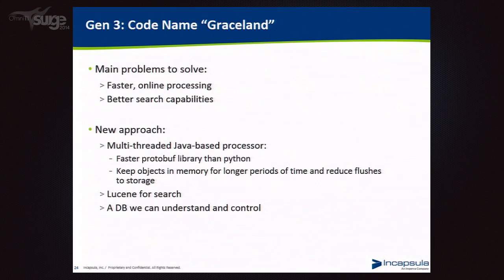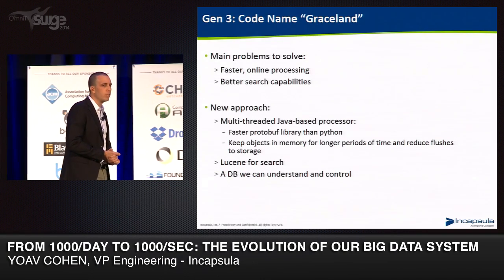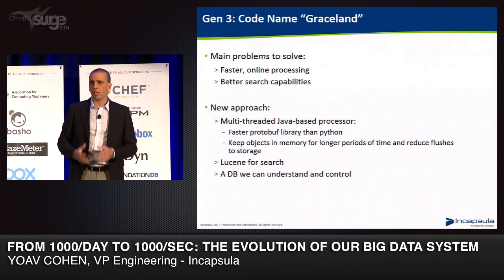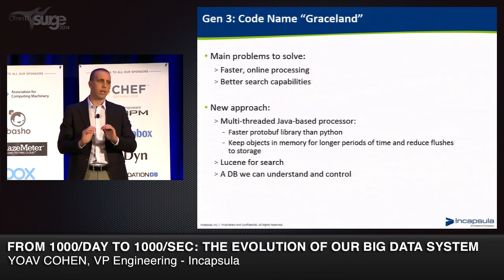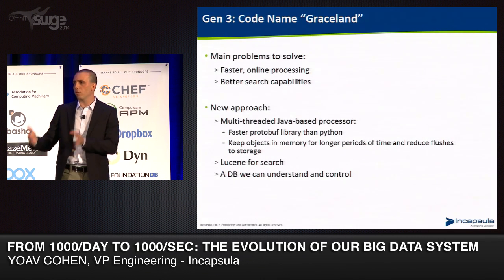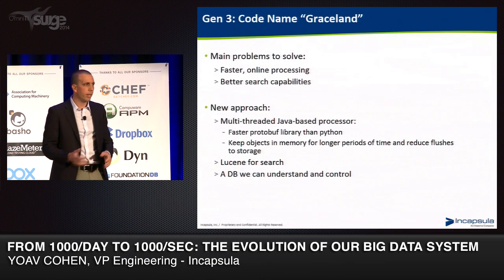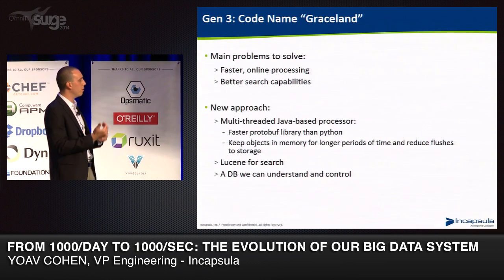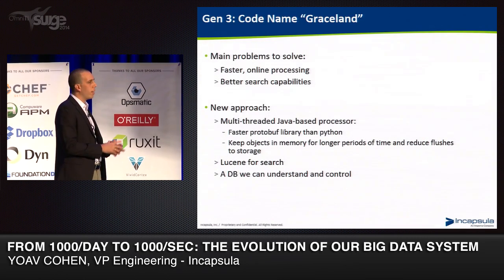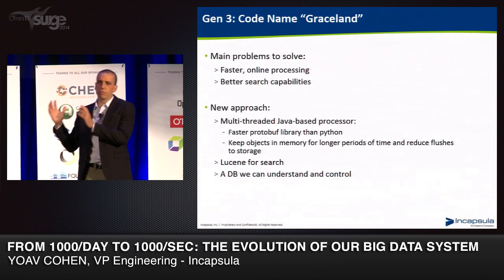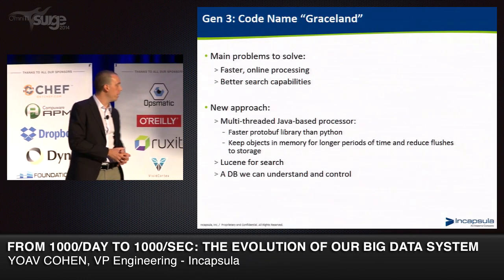The next generation was codenamed Graceland, and the main problem we wanted to solve was faster online processing, and online processing means that the process is not working in batch. We're not starting it for a few minutes and then it ends. It's alive all the time. It's up for months, and we don't have to take it down. And we don't have concentrated flush times where we put lots of objects from memory into the database.